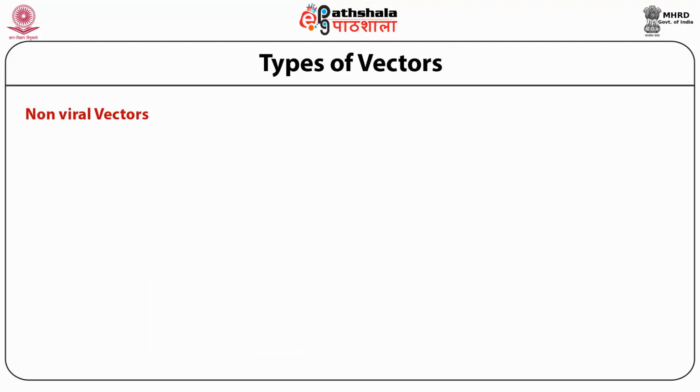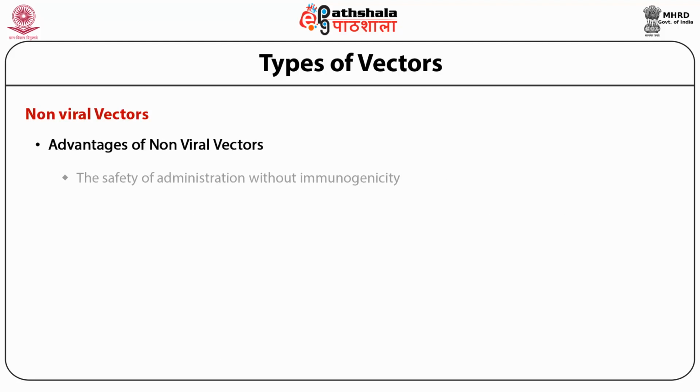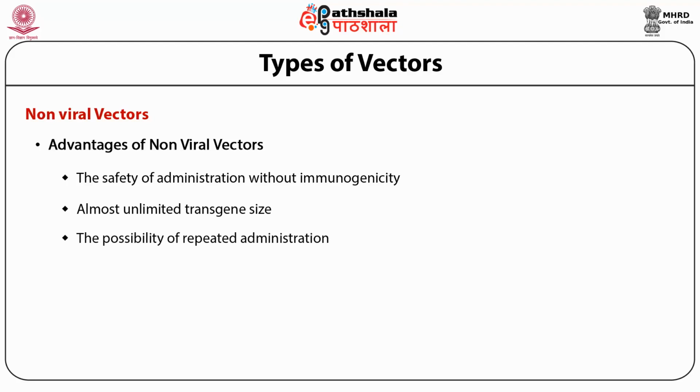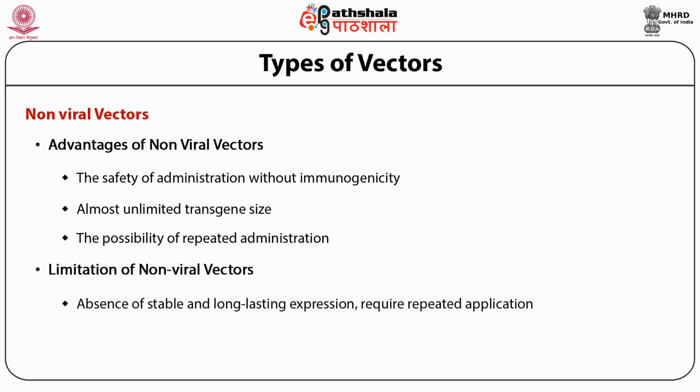Let's see what the advantages of non-viral vectors are. First, they are safe because they do not induce any immune response. Second, they can take an unlimited amount of transgene. And thirdly, the possibility of repeated administration is there. Limitation: because they cannot produce stable and long-lasting expression, the need for repeated application is there.